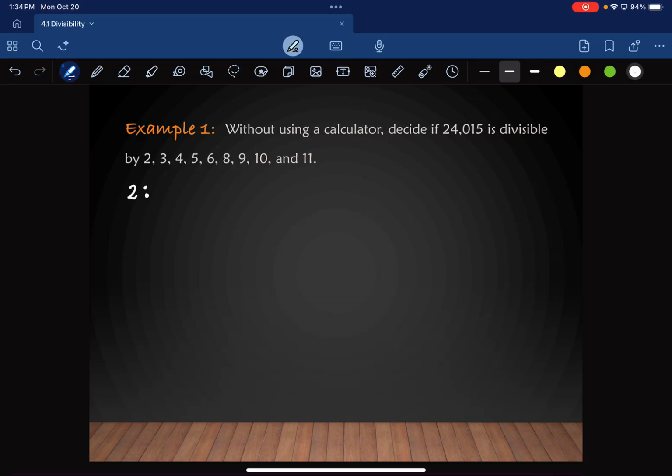Does 24,015 divide by 2? No. How do you know? It doesn't end in an even. Yep, it does not end in an even.